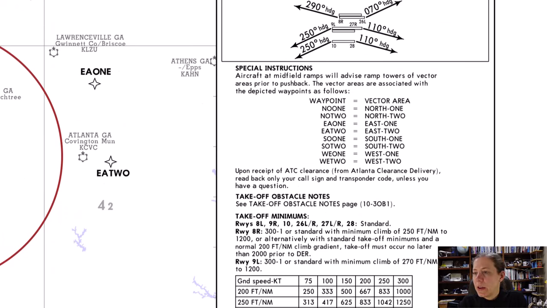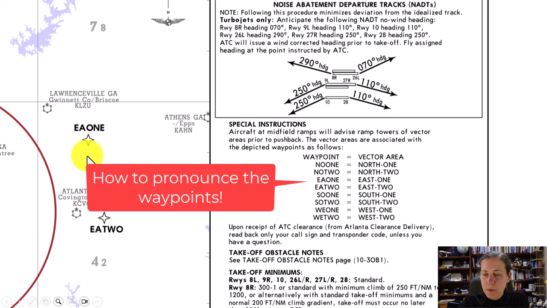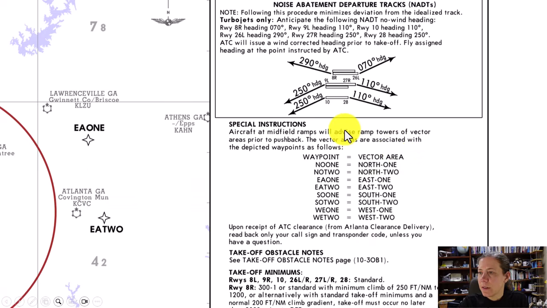They're available. But I do want to point out funny things like special instructions. Notice here's EA1, EA2. It looks like E2 or something. But then they actually tell you this is how you're supposed to pronounce these things: East 1, East 2. So I think that's interesting. They don't want you trying to pronounce them. Here you go. You're supposed to do these things.